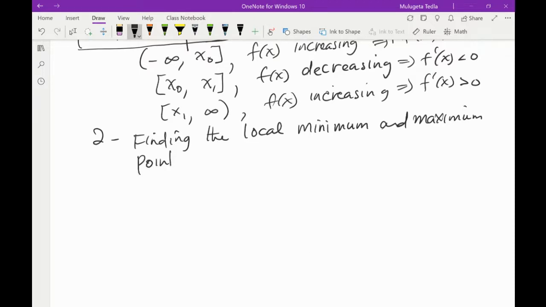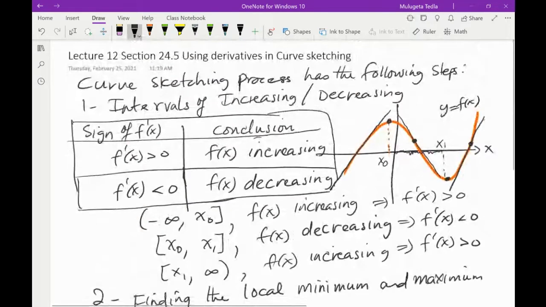That's the second step. As you can see, this is a local maximum, not a total maximum, because this graph goes indefinitely up. So you can't call it just a maximum, but it is a local maximum. In its neighborhood, it is a maximum point. In the neighborhood of x1, the point x1 has a y value which is a minimum.